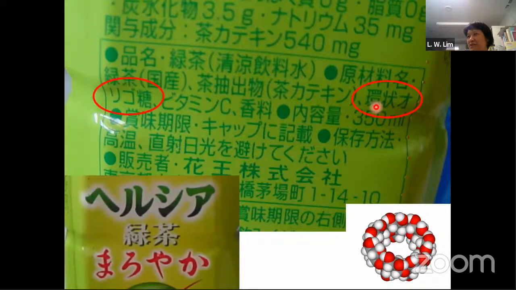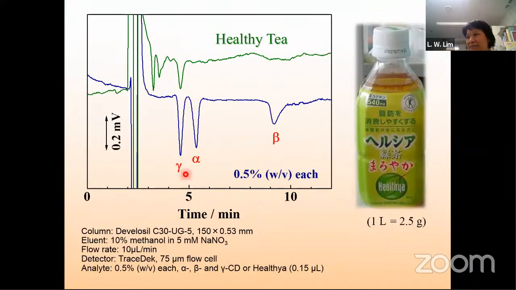Kanjo oligoto means like a sugar. So when you look at here, oh, it's sugar, so you will think it is nothing. But actually, there are three types of cyclodextrin: one is alpha, one is beta, and one is gamma. Each cyclodextrin is composed of 6, 7, or 8 glucose units. So when the glucose number is different, you have a different one.